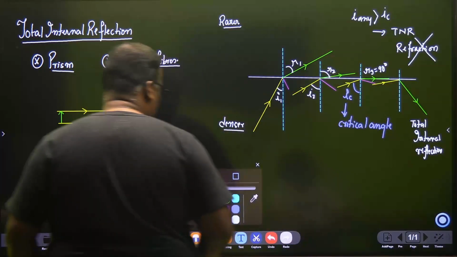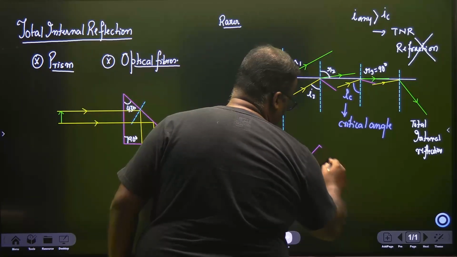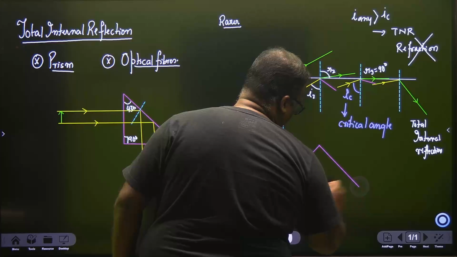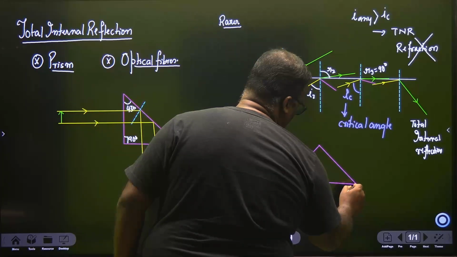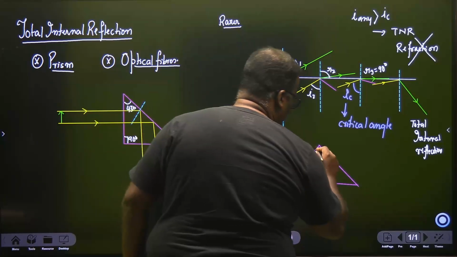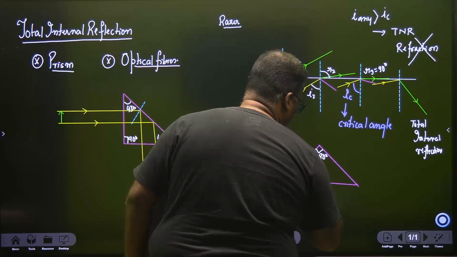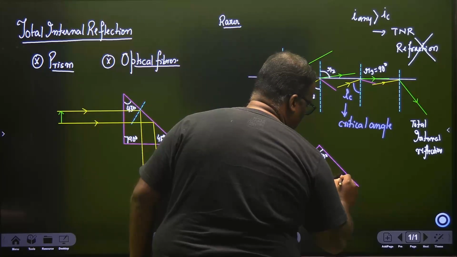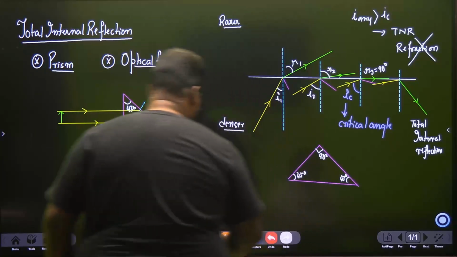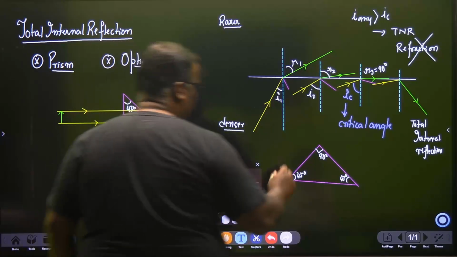We can have some more types of combinations. Say this is 90 and 45, 45. So I have a 90 out here. I have 45 degree, 45 degree. And let me take my incident ray now.